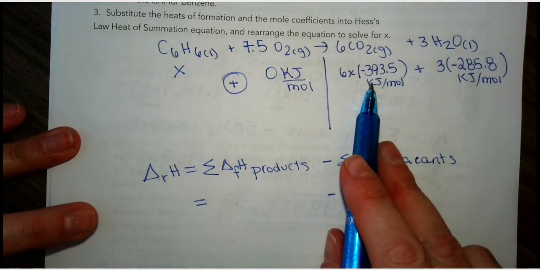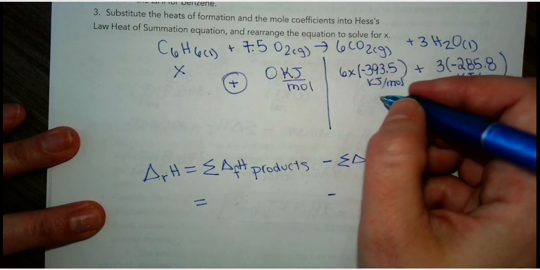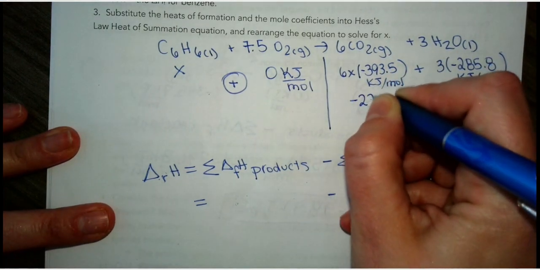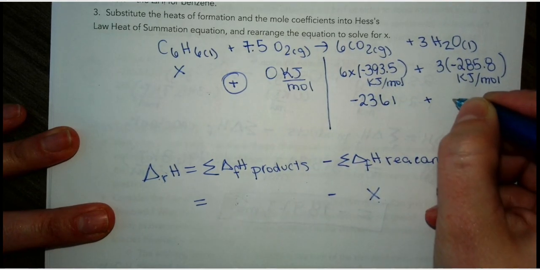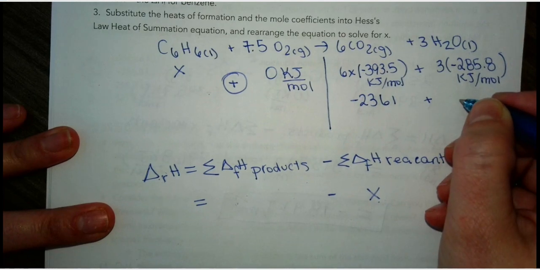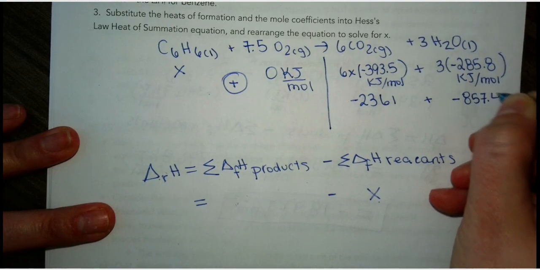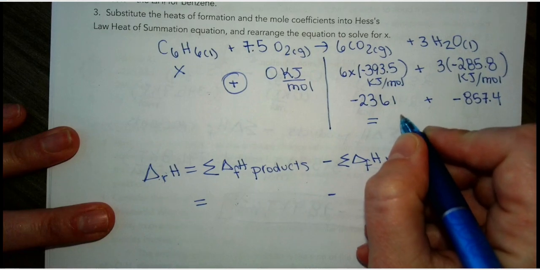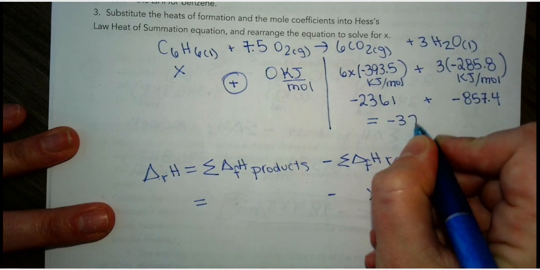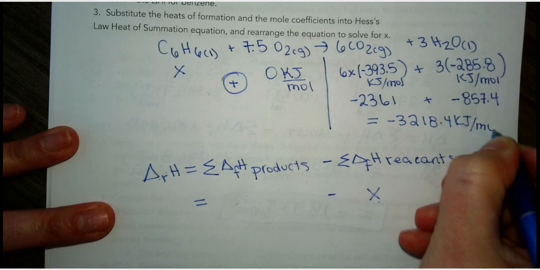Up here, we're going to do some math. 6 times a negative 393.5 is a negative 2361. And we're going to add that to 3 times negative 285.8. That is a negative 857.4. When you add these two numbers up, we're going to have a negative 3,218.4 kilojoules per mole.